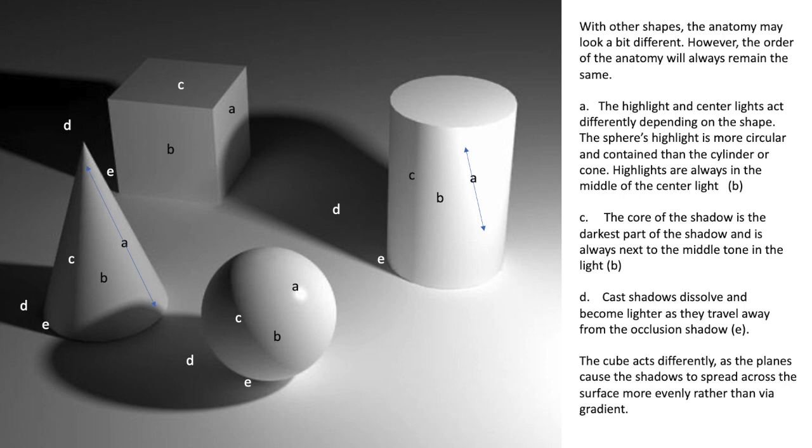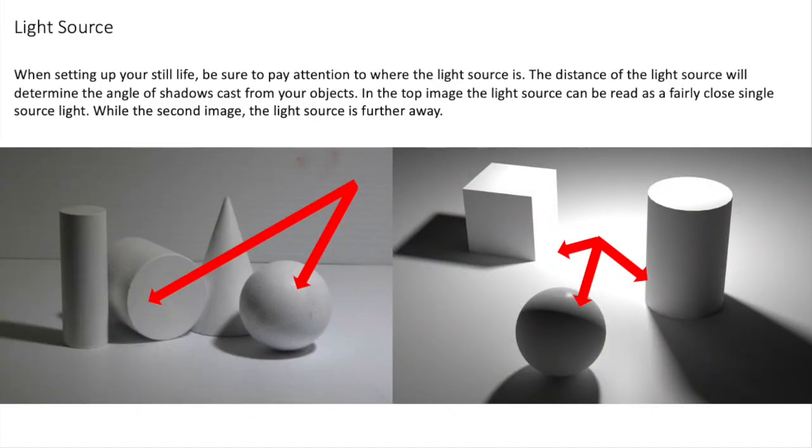Most planar shapes will effectively have the same schematic no matter how complex, the light will behave the same way, just more fractured. The distance of the light source will determine the angle of the shadows cast from your objects. Keep this in mind when setting up your still life. Be sure to pay special attention to where your light source is.